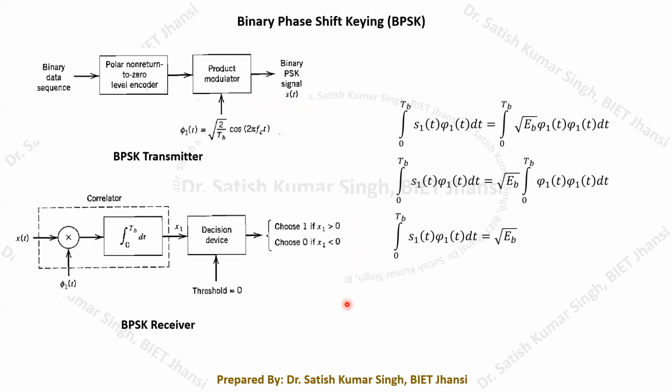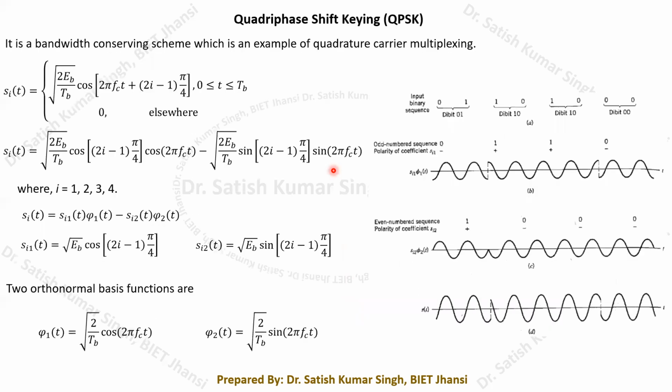Now today we have to look at the quadriphase shift keying technique, and how it will work. QPSK is also called quadrature phase shift keying. First try to understand its mathematics. Then I will tell you what its signal space diagram and its output will be.